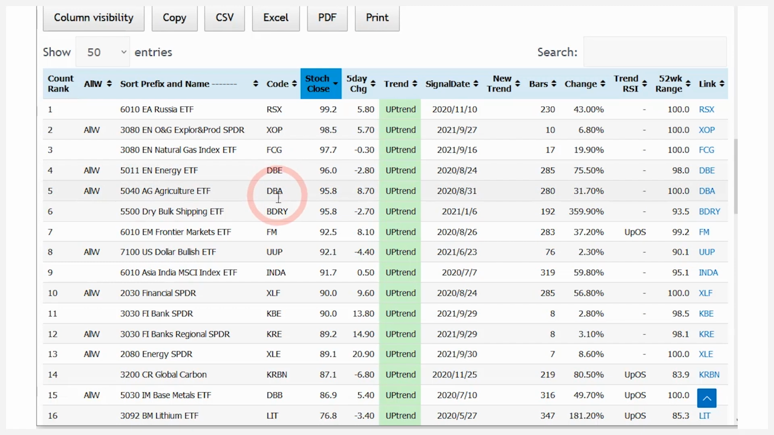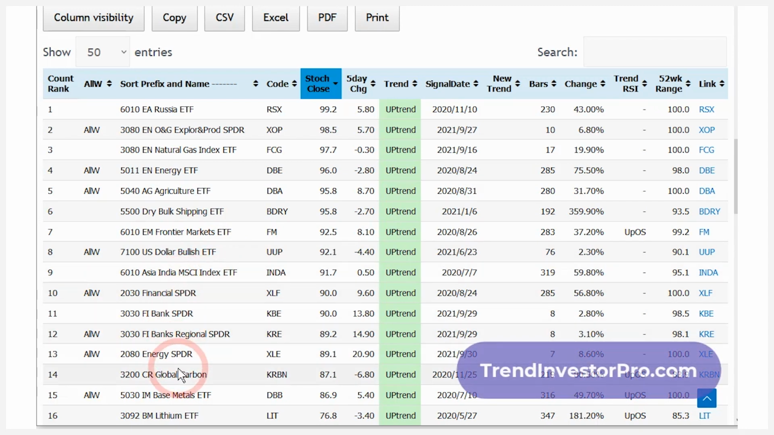We've also got agriculture, dry bulk shipping, frontier markets, the dollar. So it's a very diverse group up there. You don't see technology up there. You don't see industrials. We got some banks up there, but the technology sector is still the biggest sector, and it's not one of the leaders right now, and that's weighing on the market.